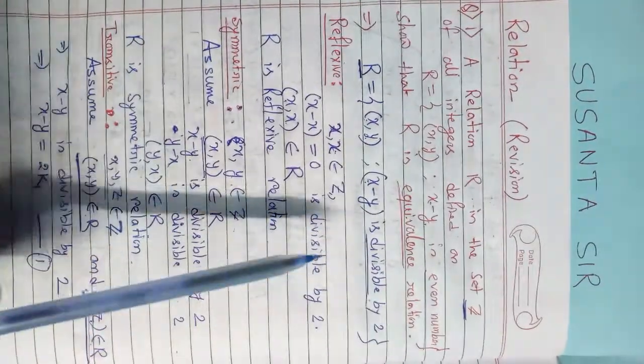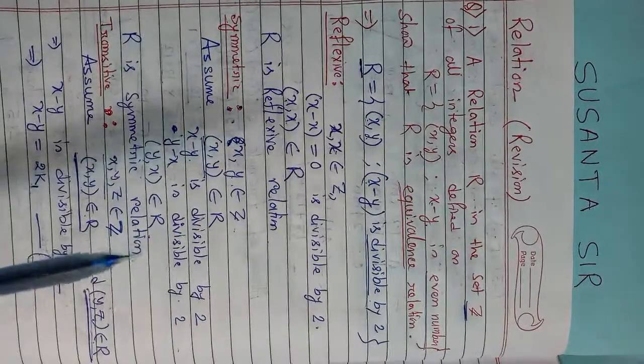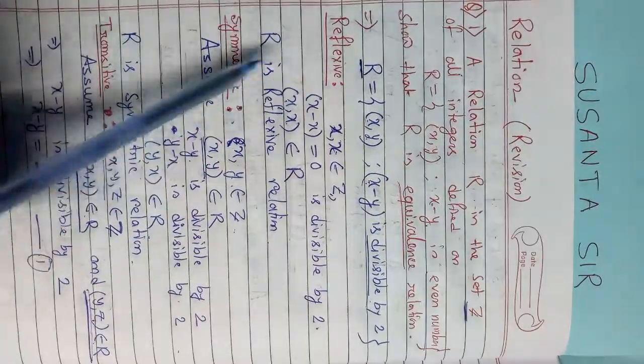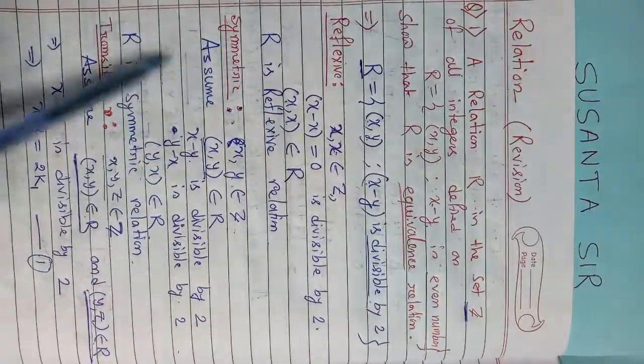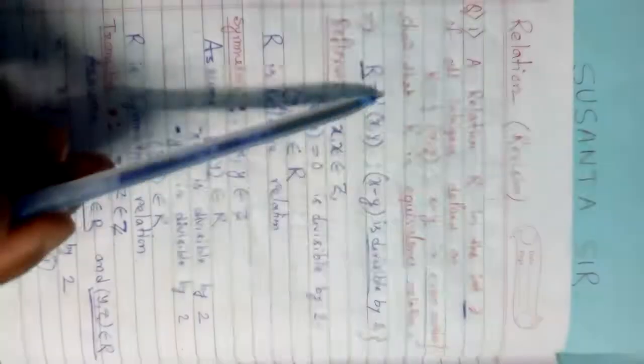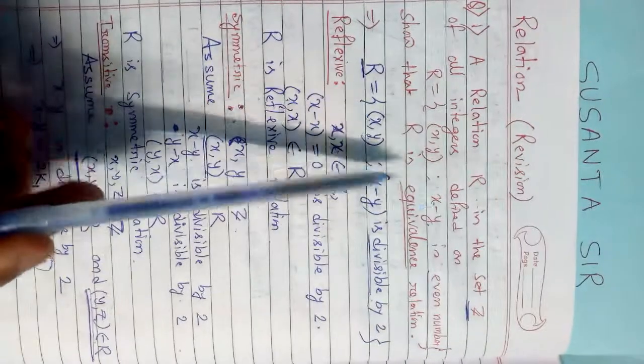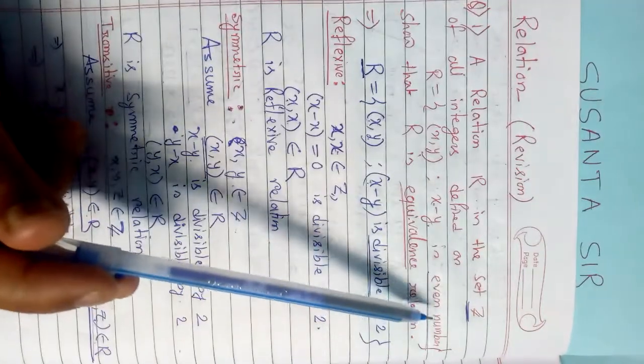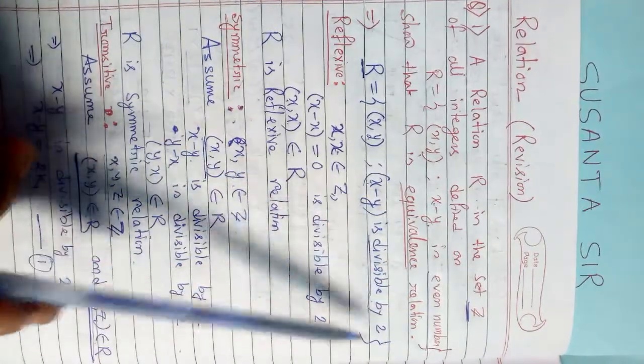We know that an equivalence relation should satisfy three properties: reflexive, symmetric and transitive. Now, one by one, let us do the reflexive, symmetric and transitive properties. Firstly, write down the relation R: (x, y) where x minus y is an even number, which means divisible by 2.